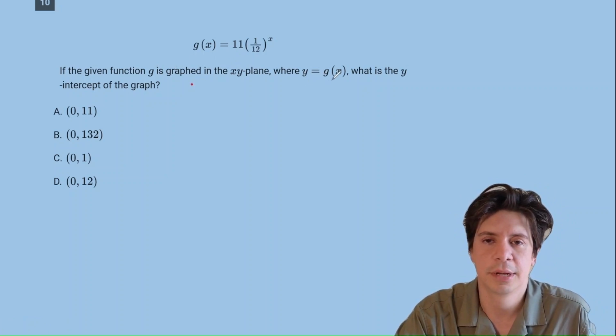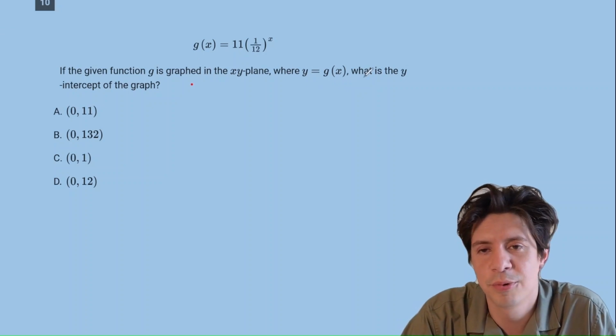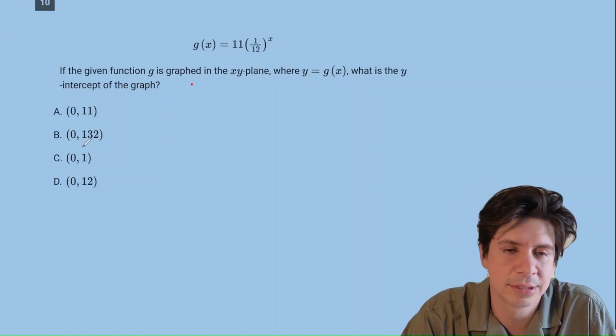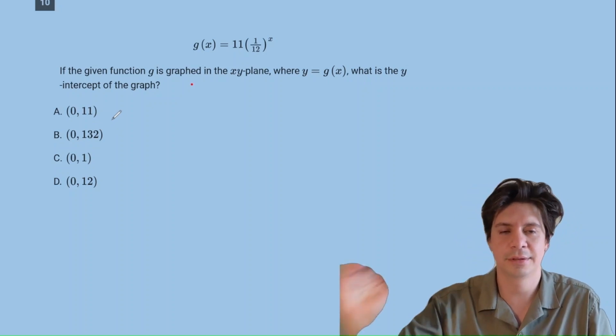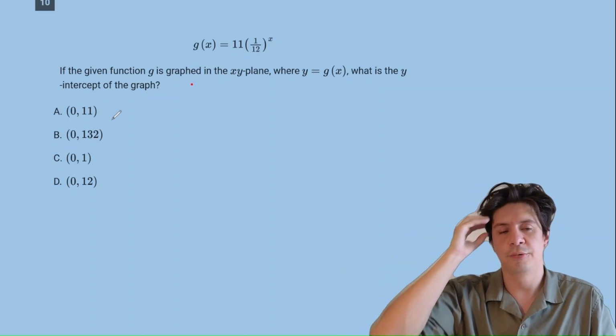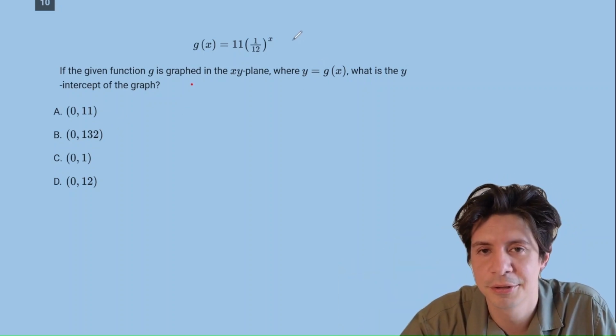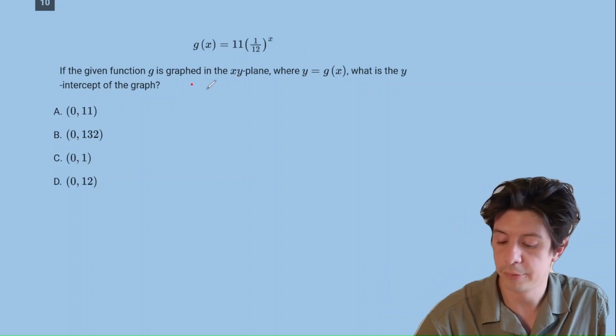So here, right, we have this. What is the y-intercept? Y-intercept is when x equals 0, as we can see in all the answer choices, right? 0, 11, 0, 1, 32, 0, 1, and 0, 12. So you can just plug in 0 up here.